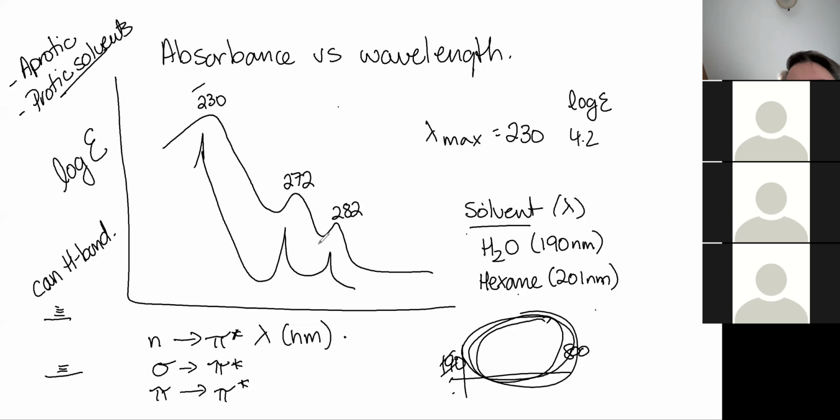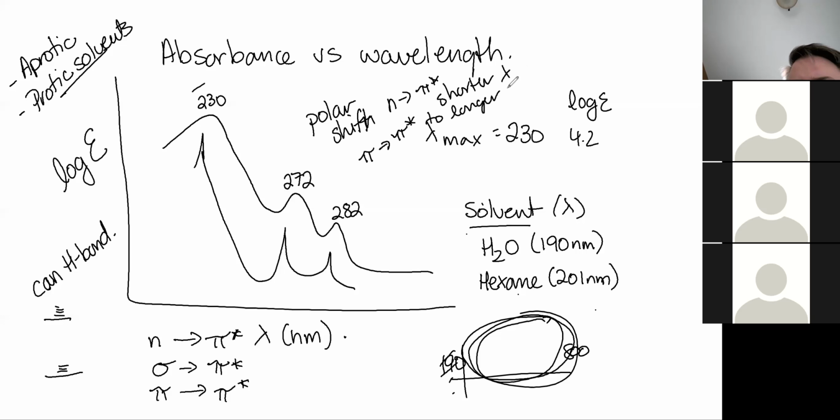And then there are some other things which can be important as well. Polar solvents can shift n to pi star to shorter wavelengths, and pi to pi star to longer wavelengths. We'll talk about that a little bit later on.